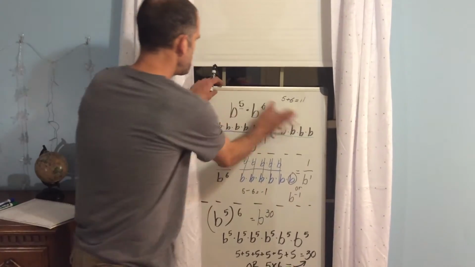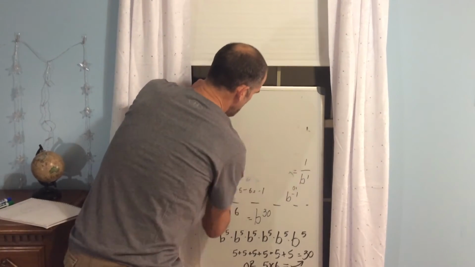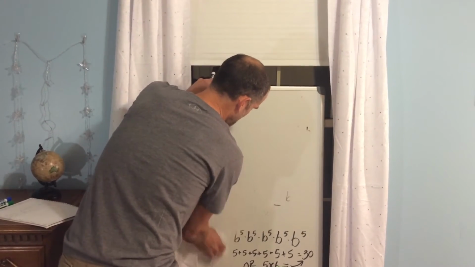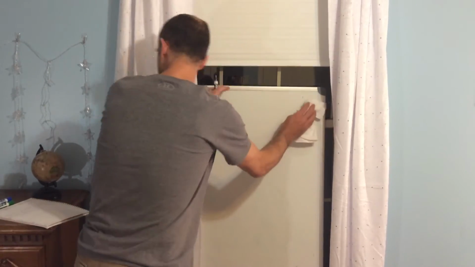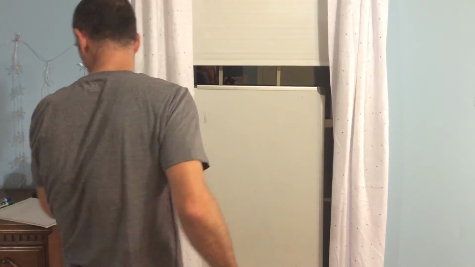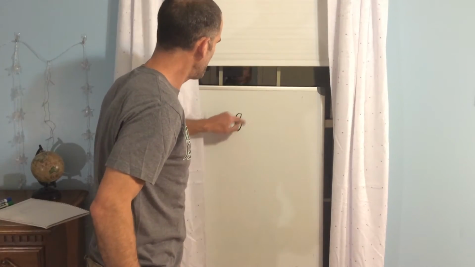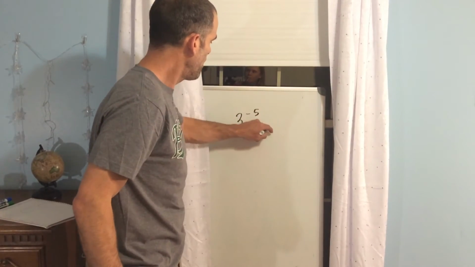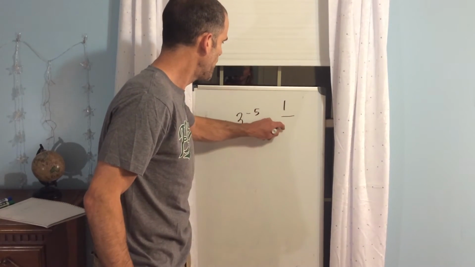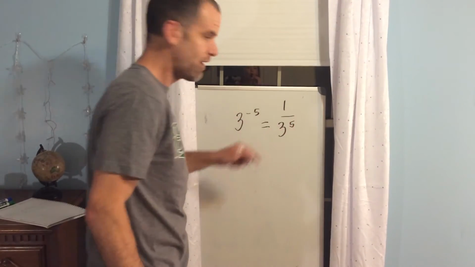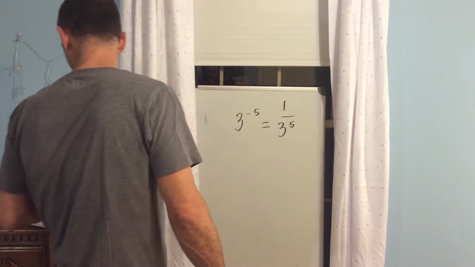Now, let's go over what you're doing today really quickly. You'll have a bunch of videos on there, but let me give you a little bit of a thing. So, I have 3 to the negative fifth power. It's going to ask you, how else can I write that? Well, you can write that as 1 over 3 to the fifth power. We just talked about that in the review from yesterday.